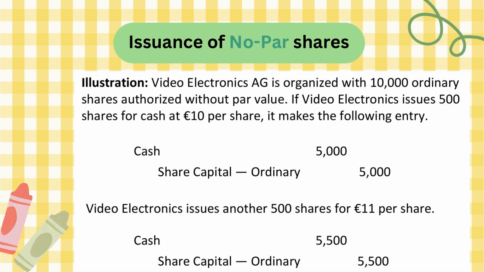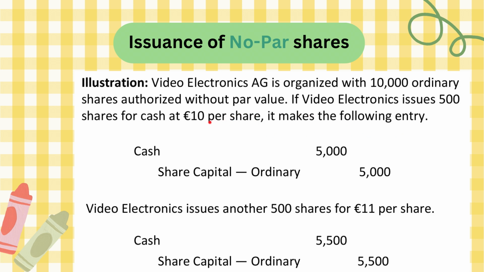Okay, issuance of no par shares. So we have this example. Video Electronics AG is organized with 10,000 ordinary shares authorized without par value. If Video Electronics issues 500 shares for cash, يعني أنا أصدرت أسهمي مقابل cash at 10 per share. Okay, it makes the following entry.